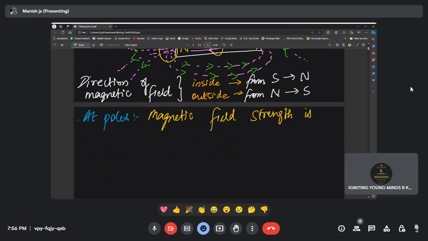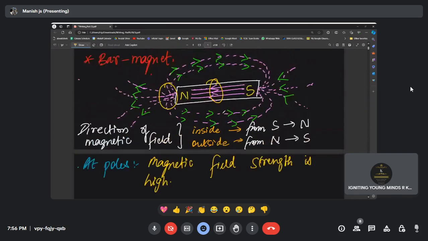Okay, magnetic field strength is high. Why is it high? That is because the magnetic flux is greater. Now, this is a new term. Magnetic flux means the number of magnetic lines of force passing per unit area.